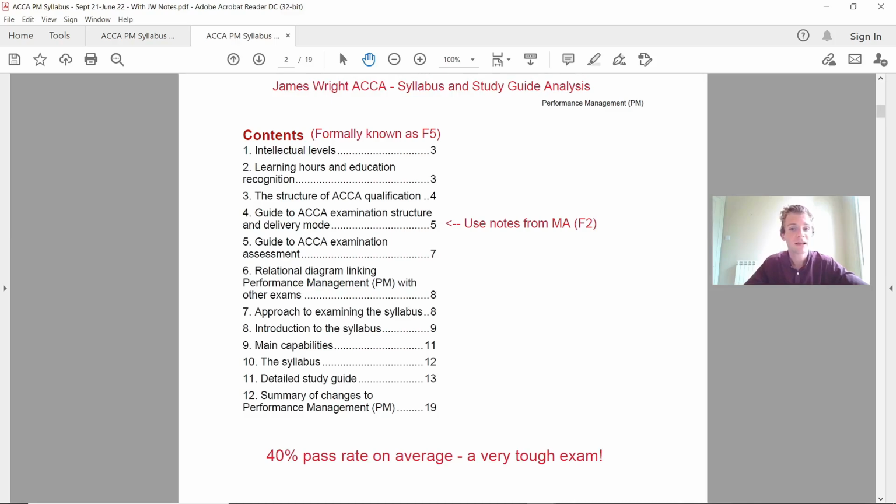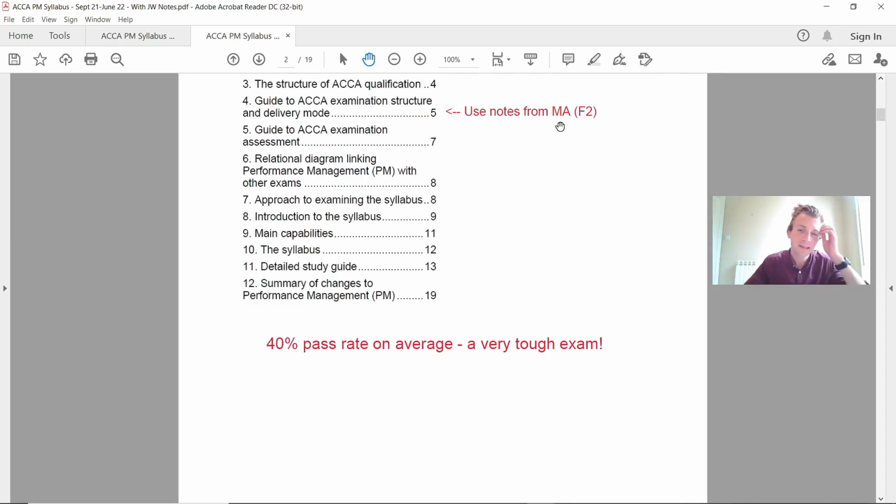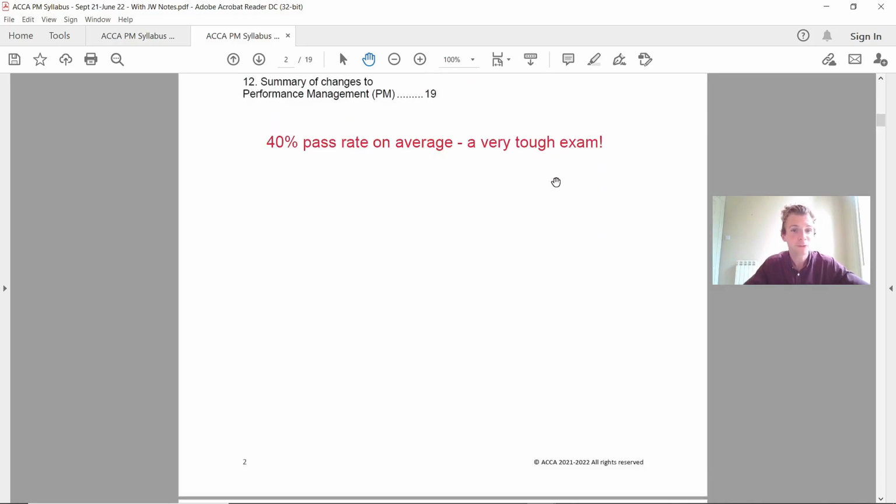Also, the key thing to note down, talking of books, is the actual management accounting exam, which I highly recommend, if you haven't done it already, completing that before you do your performance management exam, because it was also known as F2, and all of the actual aspects of that exam build on in more detail in performance management. So in my eyes, if you haven't done the management accounting exam before performance management, you're at a real disadvantage. And of course on there, the average pass rate is 40%. So what this means is that for every 100 students that go and sit this exam, only 40 will pass. So hence a very tough exam.